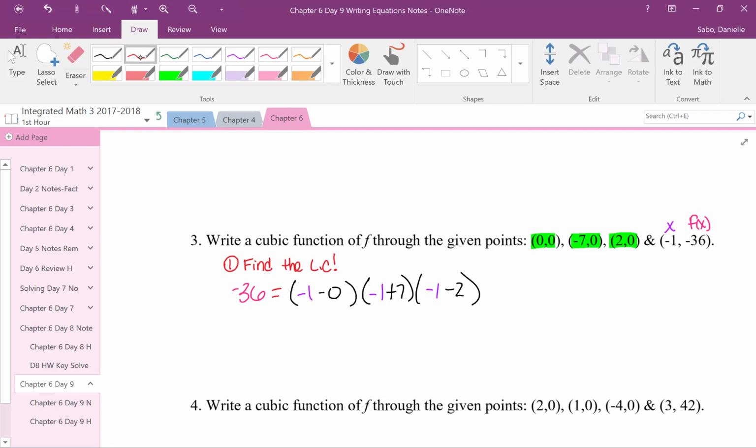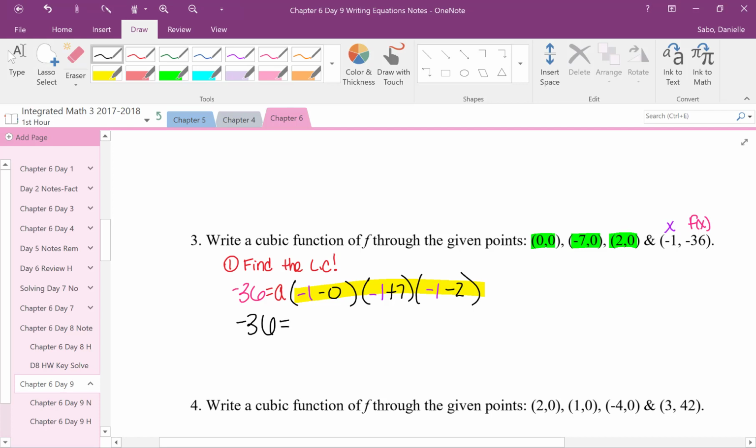Oh, I forgot my a, guys. The a goes right here. That's my fault. Don't forget that a value. We're looking for that leading coefficient, that number that's all the way out in front next to the equal sign. Well, in your calculator or in your head, go ahead and plug that in. I should get negative 36 something.